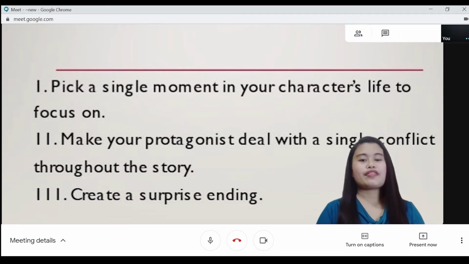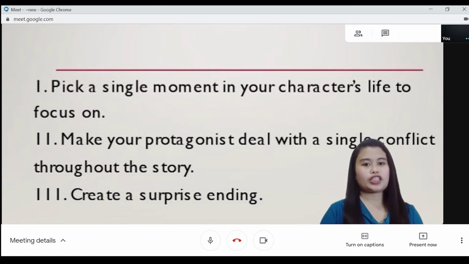The first one, that is to pick a single moment in your character's life to focus on. Since flash fiction is too short to get into the entire life of your character, you need to choose one moment to write about. Consider the theme you choose to write your piece around and choose an event related to it. It could be part of an everyday routine or something large that changes your character's life.